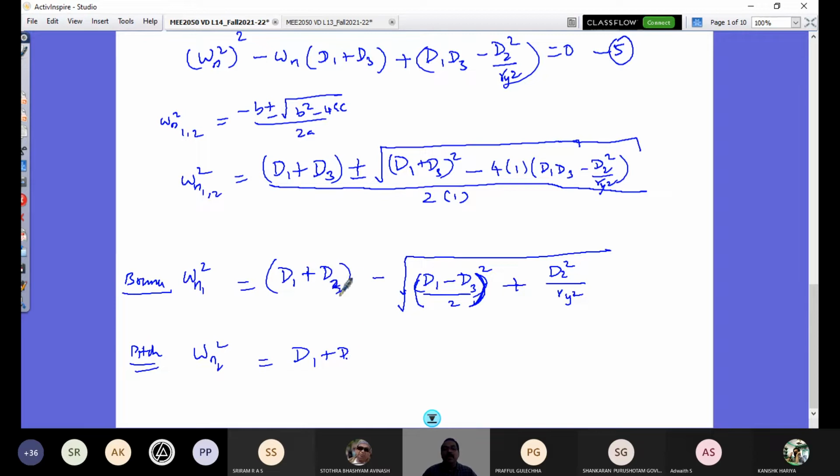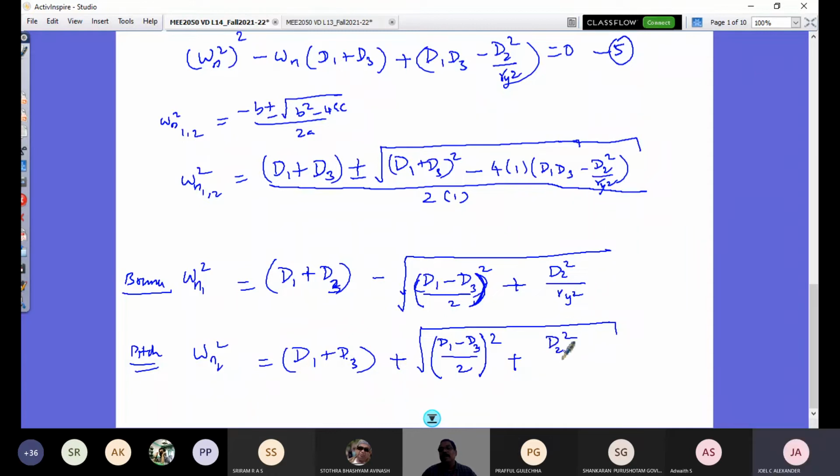It's not D2, D3, plus D1 minus D2 by 2, sorry, D3 again I'm making, this is D3, remember, by 2 square plus the root, D1 plus D3 also divided by 2. The outside, yeah, correct, you're right. So these are your equations.